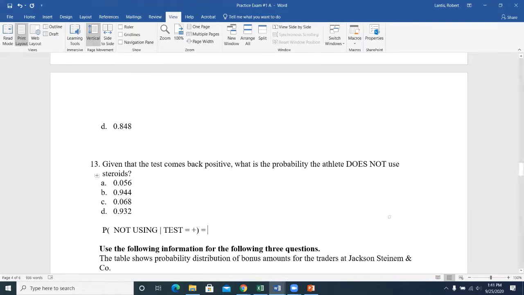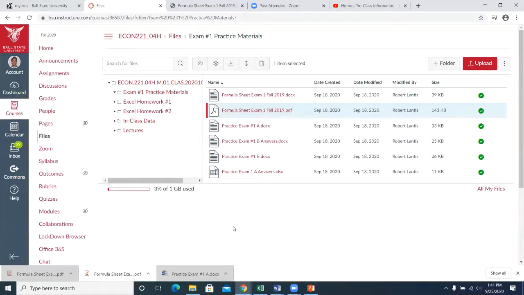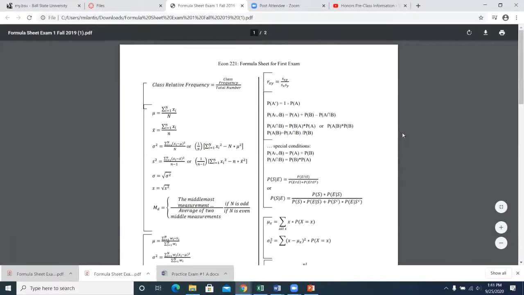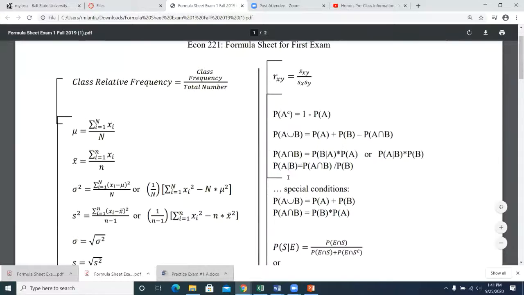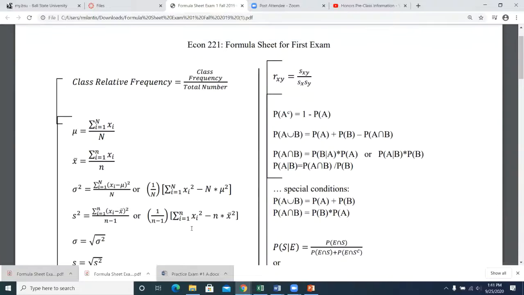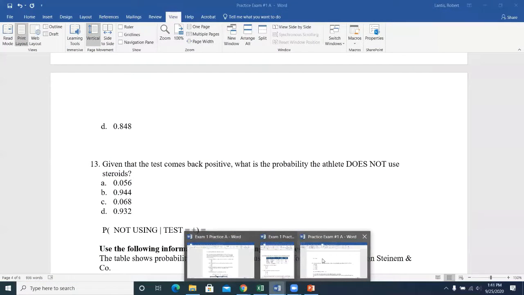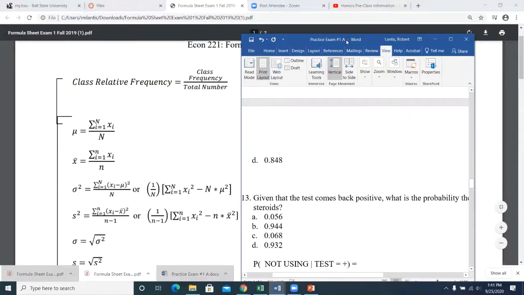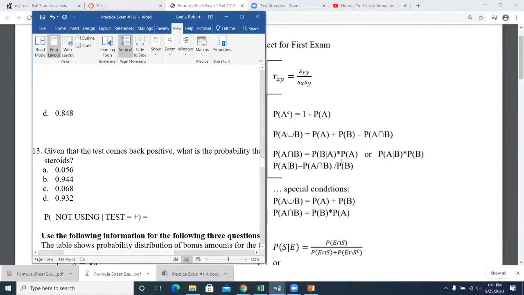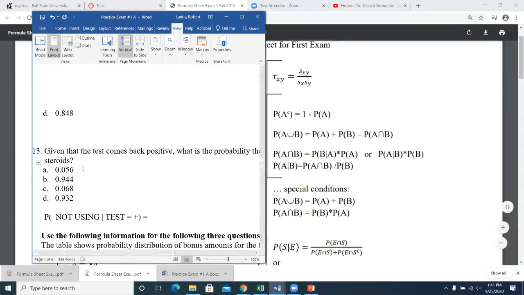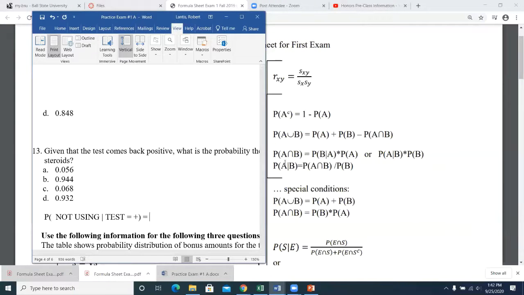Now, if I look at my formula sheet, if I want a conditional probability, I can rewrite that as the intersection divided by what I'm conditioning on. The problem is, if I try to do that here, I'd be dividing by the probability that just the test comes back positive. I don't have that. You can see from the practice exams, they follow a similar order. But usually if you're asked for a conditional probability at this point, this equation is not going to work for you.